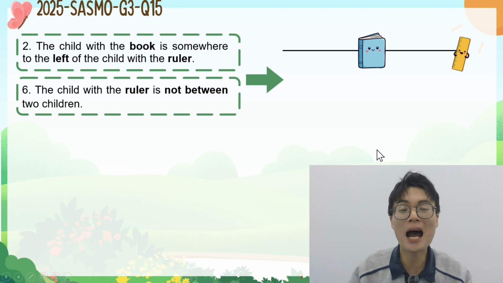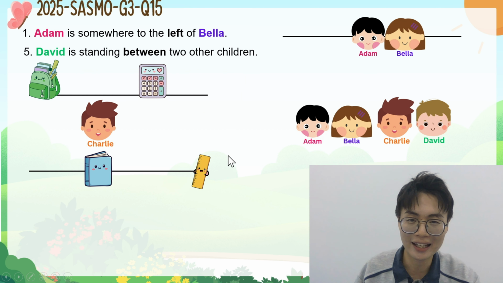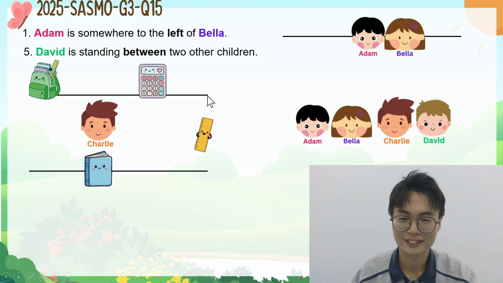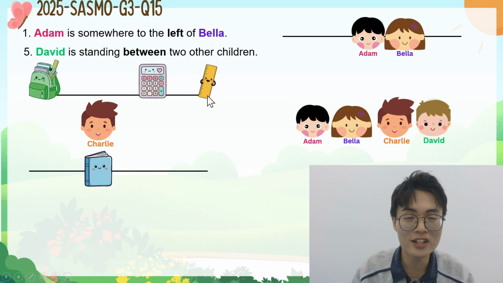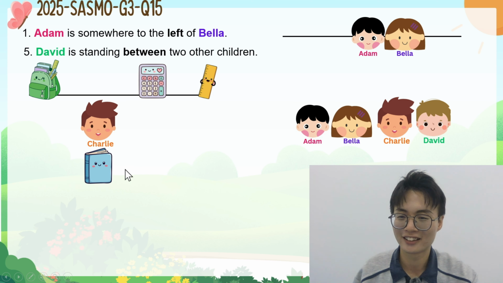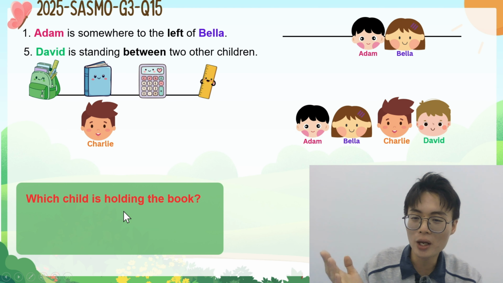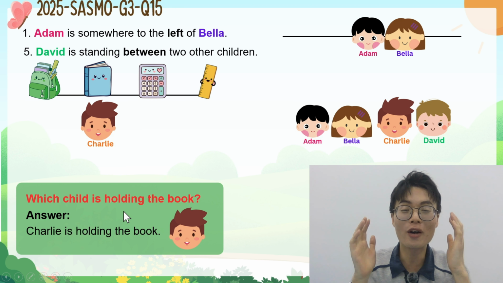Okay, next, let's combine all of the latest information. This is all of the latest information we can get so far. And we already know the position of this ruler. It must be at the far right. So let's move it here. Okay, amazing. We already know the specific position of 3 items. So where should we put the book? It must be between the backpack and the calculator. So this question is asking which child is holding the book. So tell me, who is holding the book? Charlie. Congratulations, we already solved this problem.